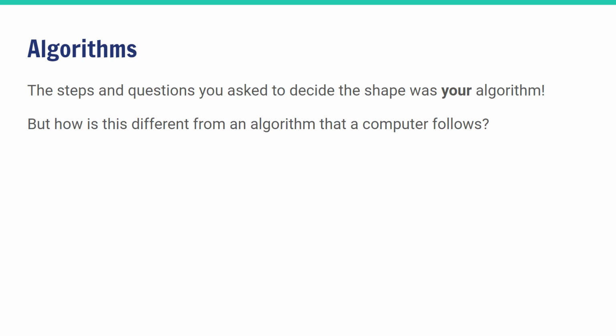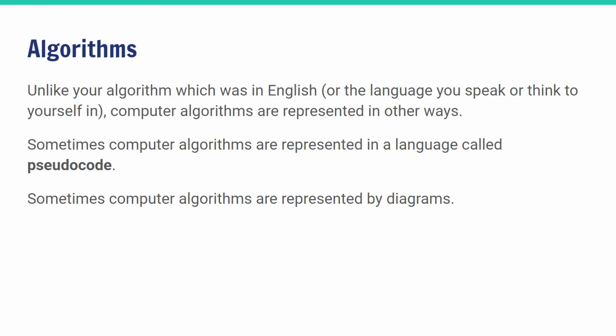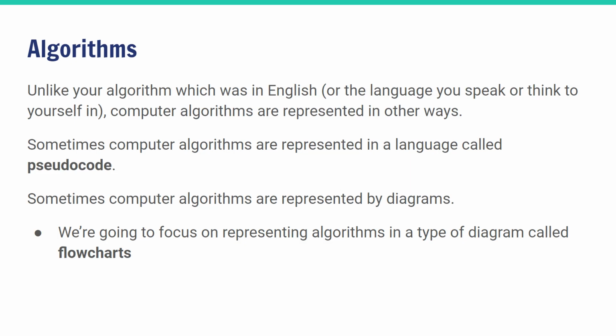How is this different from an algorithm that a computer might follow? So unlike your algorithm, which was probably written in English or the language that you speak or think to yourself in, computer algorithms are represented in other ways. Sometimes computer algorithms are represented in a language called pseudocode. Sometimes computer algorithms are represented by diagrams. We're going to focus on representing algorithms in a type of diagram called flowcharts.